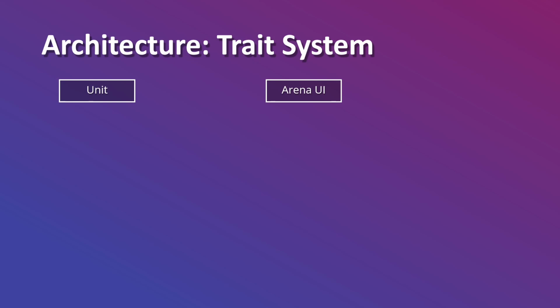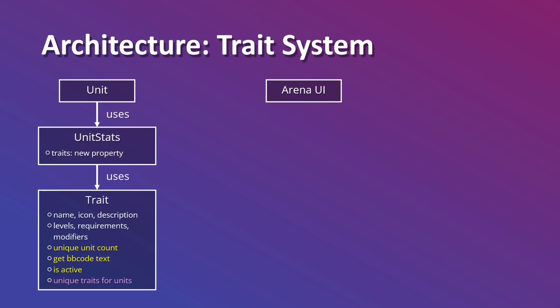We have our unit scene as a starting point, which uses the unit stats resource. And we have to introduce a new property called traits. The traits property will be an array of trait resources, which is a new resource representing one single trait. It has multiple things attached to it. We have basic descriptive properties like the name of the trait, the icon, and the description. We have more gameplay related stuff like the different levels the trait can have, the requirements, and the modifiers it applies.